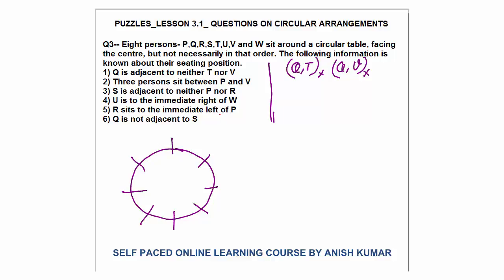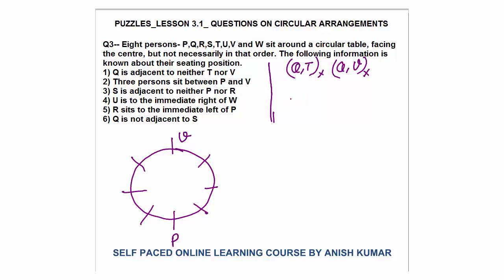Three persons sit between P and V. Can I place them together or confirm their position? Let's say I take P here. Now 3 persons, either from the right side or from the left side, are sitting in between, so there will be only one place for V. This will be the place for V. Now I will choose this statement, because by this statement I am able to place 2 persons on the circular table. So that is better. So I can solve the question in a bit faster way.